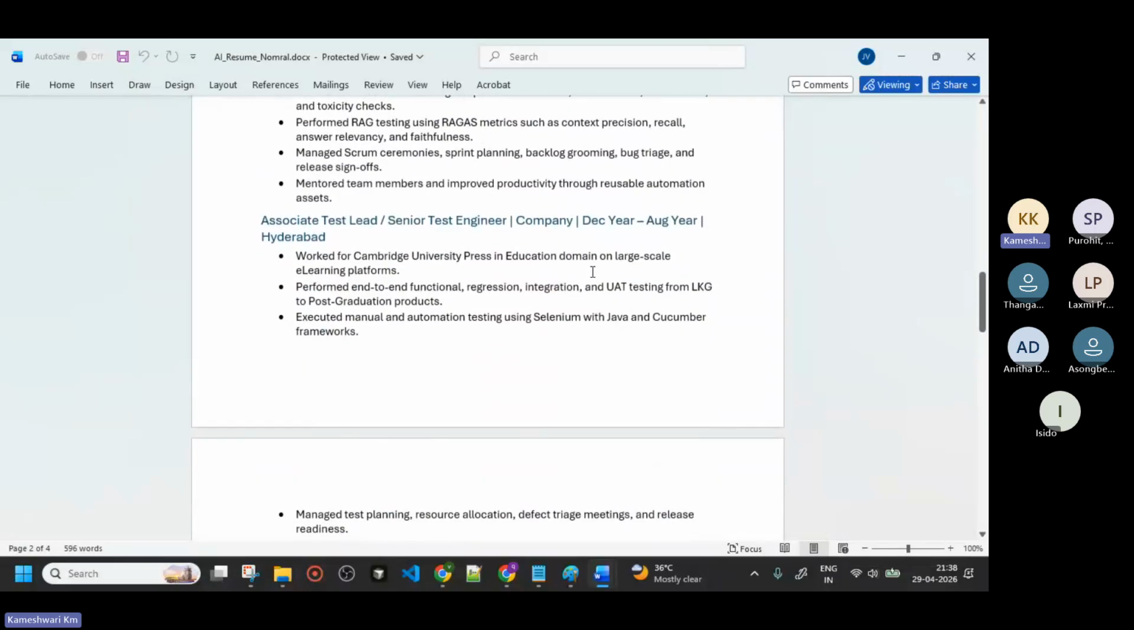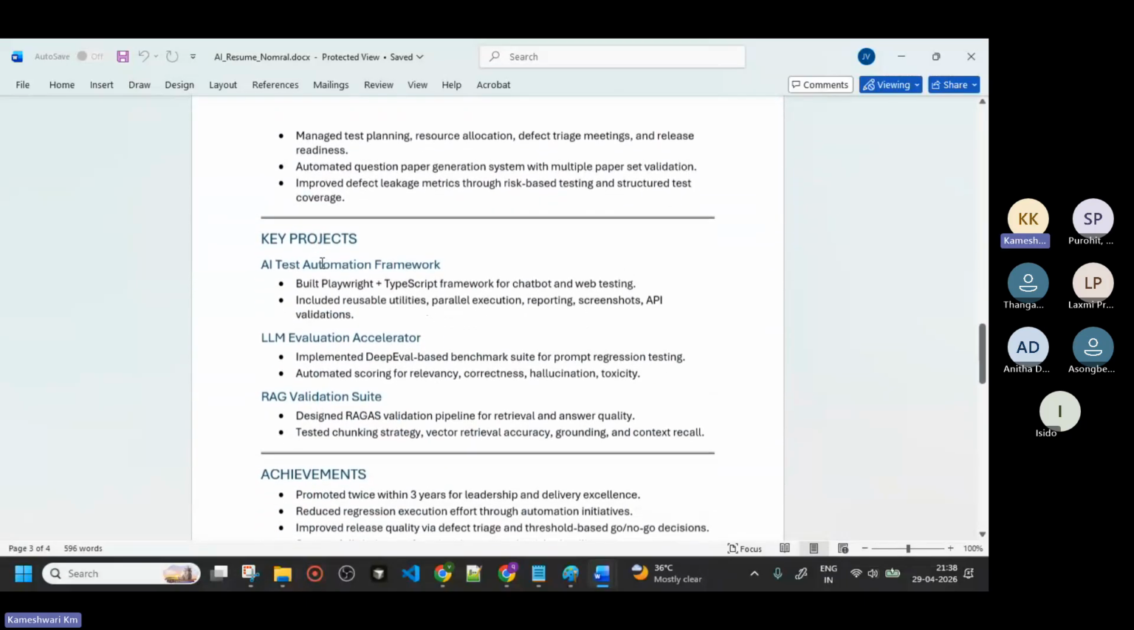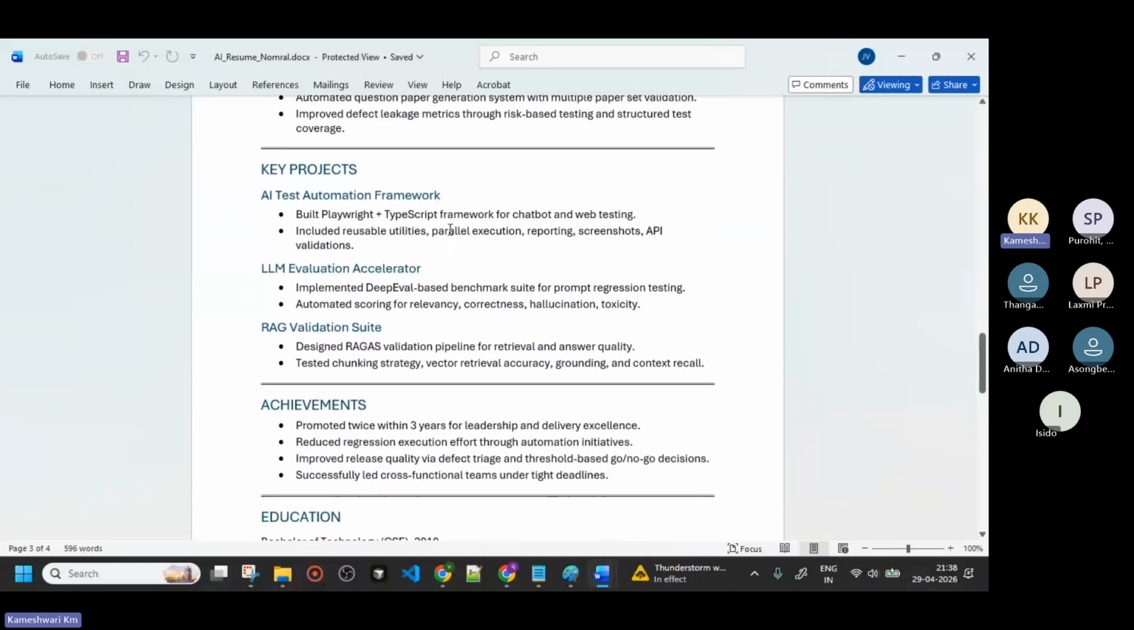You can add what you have done in that particular company. Like you can see, okay, key projects. You can keep this entire framework like AI automation framework, LLM evaluation accelerator, RAG validation suite, because you guys have done this one. It will make more impact for you if you add these three.